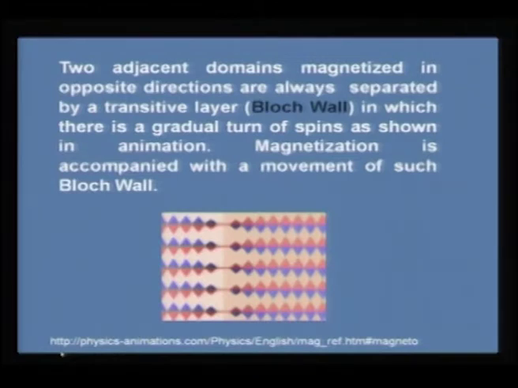If two adjacent domains magnetize in opposite directions and are always separated by a transition layer, which we call a Bloch wall, in such a case you would actually see a Bloch wall movement. For example, in this case you can see the dipole in this direction where there is a blue top and a red bottom, and in this case you can see it is red on the top, blue on the bottom. So, this is one domain and this is another domain, and in between there is a Bloch wall, and in such cases you would see a stepwise shift in the magnetic hysteresis, which we call pinning, and this is due to the Bloch wall movement.